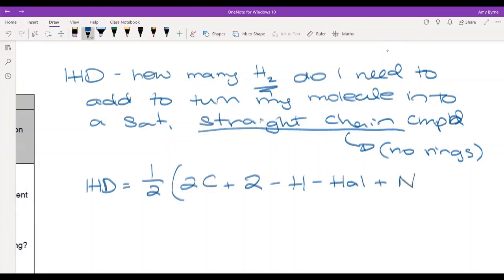So 2 times your number of carbons plus 2. This should be familiar to us from alkanes. So 2 times your number of carbons plus 2, minus your number of hydrogens, minus your number of halogens, plus your number of nitrogens. Okay, it is just this formula.